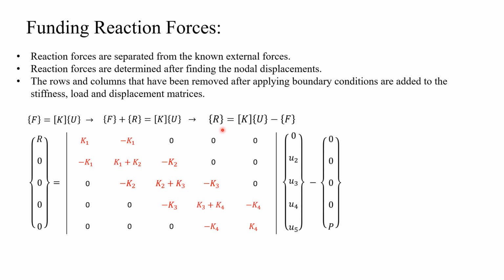To do that, you need to remember that we removed one row and one column. To find the reaction force, we have to add the rows and columns that we have removed. Here, we are dealing with the total matrices. So we are going to add the rows and columns that we removed. That's an important note that you need to remember.